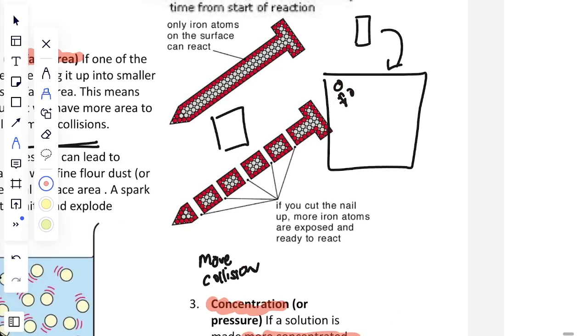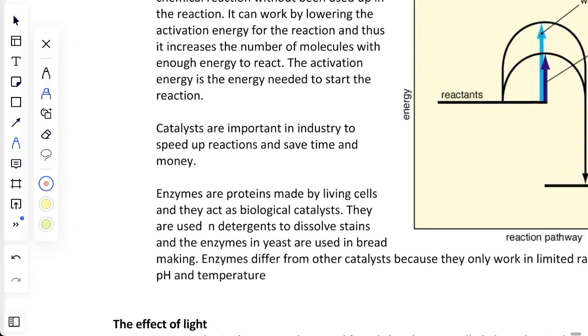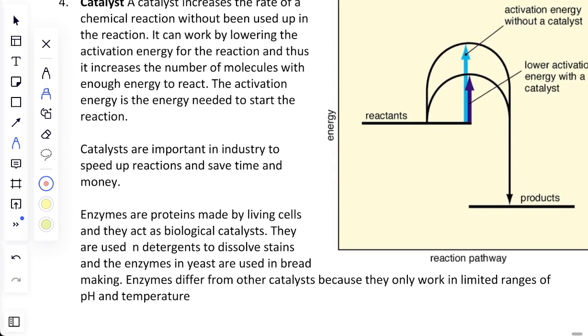Let's move on to the last factor. And the last factor is what we already know, which is a catalyst. A catalyst increases the rate of a chemical reaction without being used up in the reaction. Now, this first sentence, you need to cram it. The entire sentence, you need to just cram it.